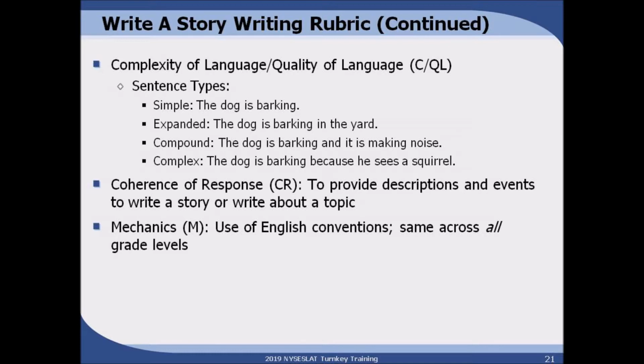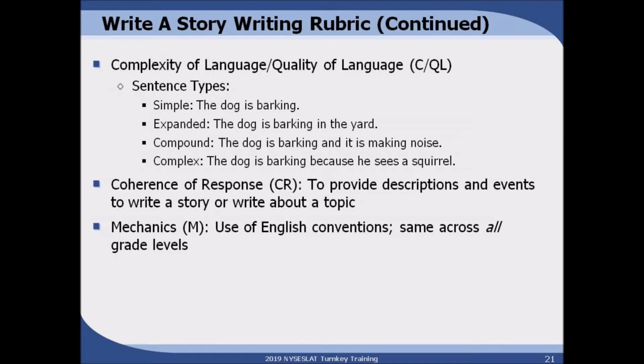For example, the dog is barking. An expanded sentence contains a simple sentence, but with a phrase tacked on somewhere, often at the end. For example, the dog is barking in the yard. A compound sentence is often made up of two simple sentences joined by and or but. For example, the dog is barking and it is making noise. A complex sentence includes more than one subject-verb structure. These are frequently connected by because, when, who, or if. For example, the dog is barking because he sees a squirrel.